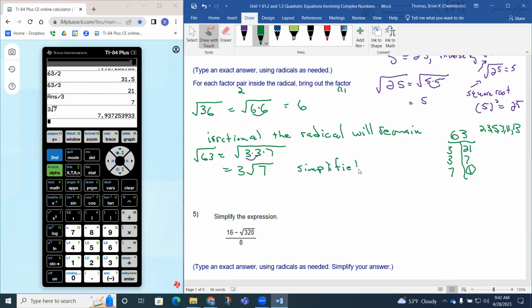So simplified, what we're searching out are those perfect squares. In other words, we're searching out those factor pairs, because a factor pair is going to be a perfect square. So again, our answer would be 3 times the square root of 7.